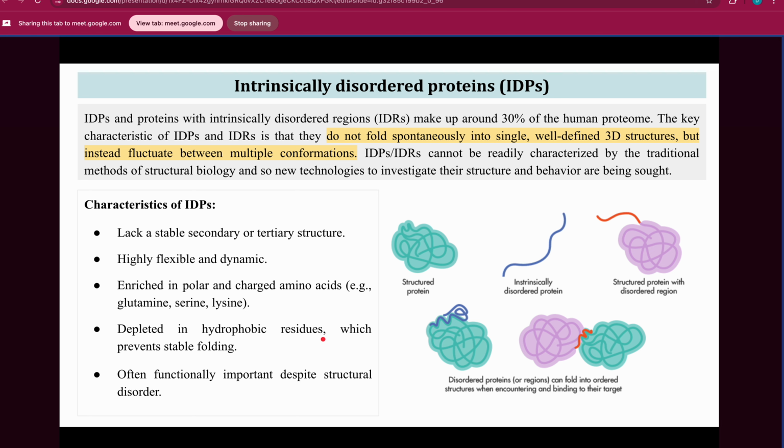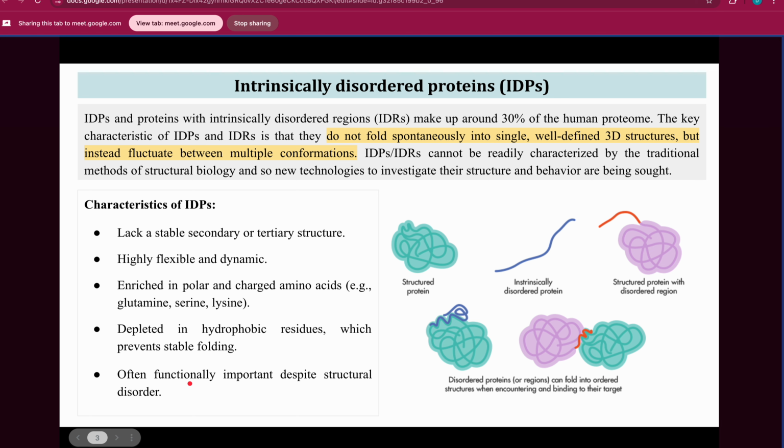So in the previous session, when we were talking about different models of folding, we have seen how the hydrophobic interactions have an important role in protein folding. So these IDPs or IDRs lack these hydrophobic residues, which is also a reason why they do not fold into a proper stable structure. So they lack these hydrophobic residues.